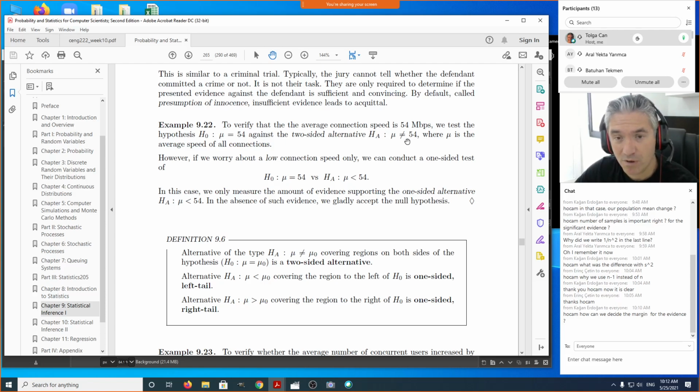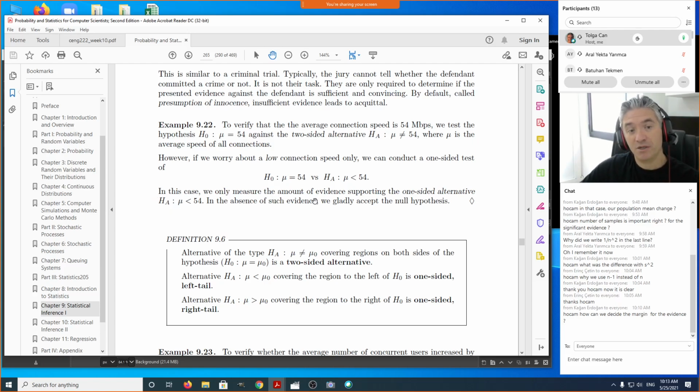But as I said before, would we complain, for example, if it is 80 megabits per second? Probably not, right? I mean, we're looking for an evidence case here. This is the two-sided alternative, in which if it's significantly larger or significantly smaller than 54, we are going to reject the null hypothesis. But if you're just interested in the case where it's significantly smaller than 54, then we may conduct an alternative hypothesis that just states that it's less than 54.